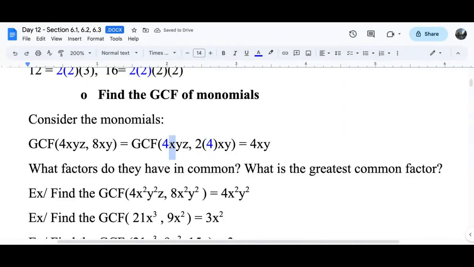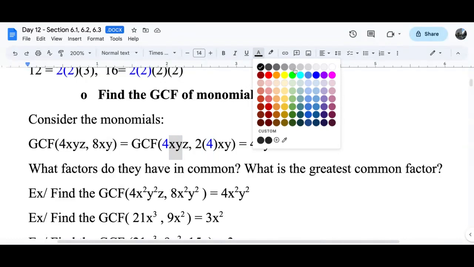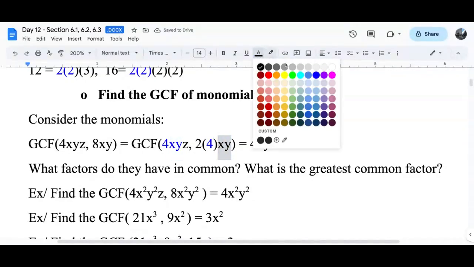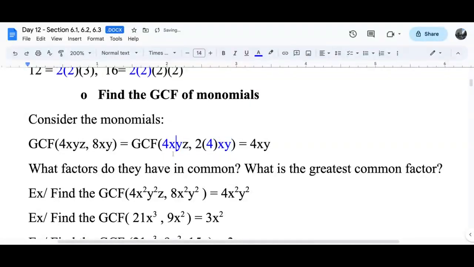And the x and y are common factors of both, right? So 4xy is a factor of 4xyz. 4xy is a factor of 8xy. So that's why the greatest common factor of 4xyz and 8xy is 4xy.